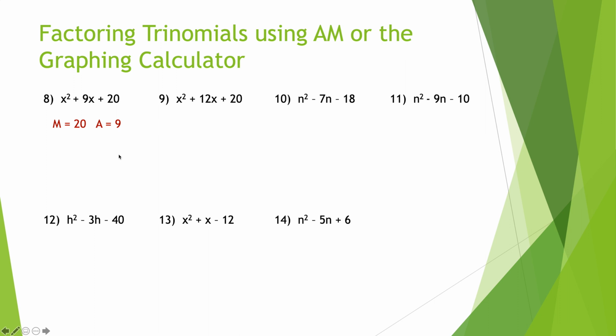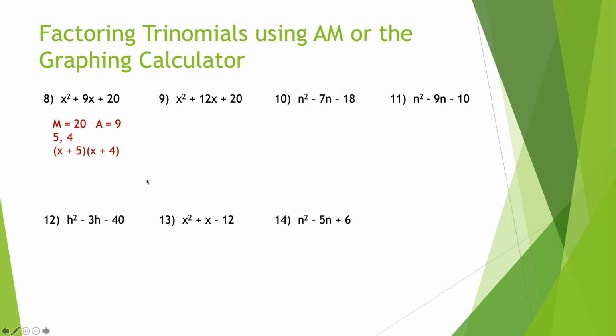Well, multiply out to 20. There's 1 and 20, 2 and 10, 3 doesn't go. But wait, what about 4 and 5? So I say, okay, lights flash, bells ring, I come up with 5 and 4, because 5 times 4 is 20 and 5 plus 4 is 9. So I think I've got the right answer.